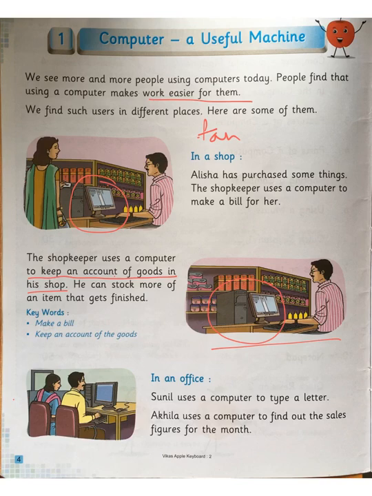For example, in the computer he can see he had only 5 chocolates. So he can come to know that chocolates are getting over, so that he can bring more chocolates in his shop so that he can sell to other people. So what we have seen over here is that the shopkeeper uses a computer to keep an account of goods in his shop. He can stock more of an item that gets finished.